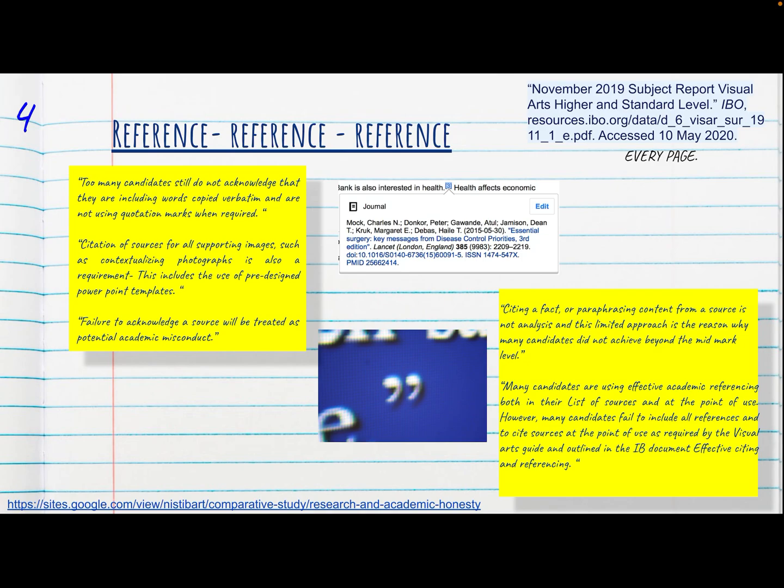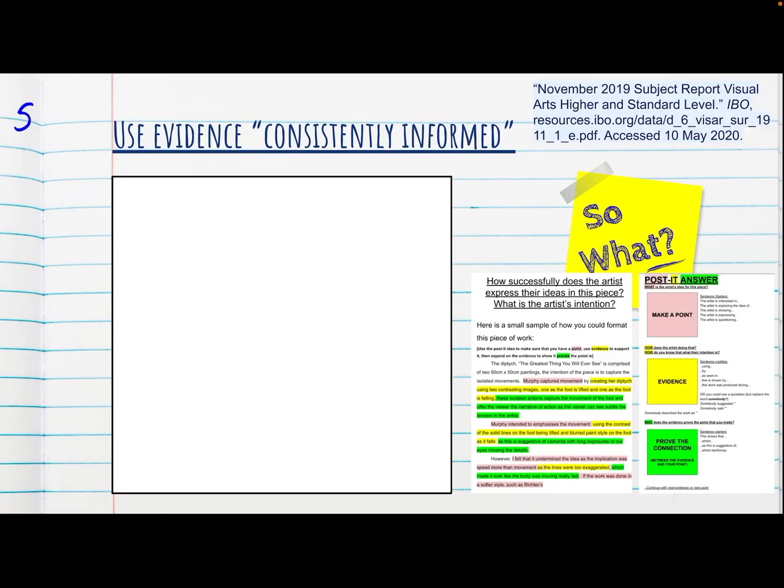So it has to be a clean and cohesive quotation and referencing system where it can be seen but it cannot be clicked on and it cannot take over. If you want any more help on this, remember that on our site there's a research and academic honesty page.